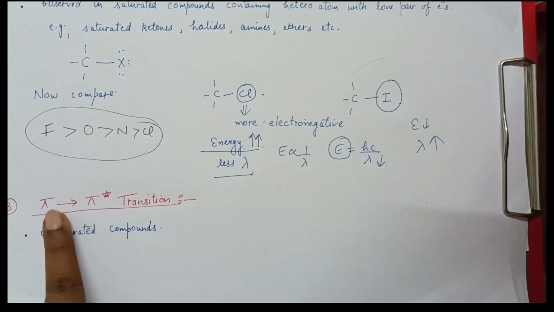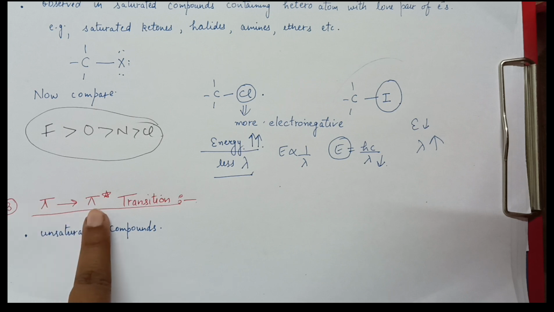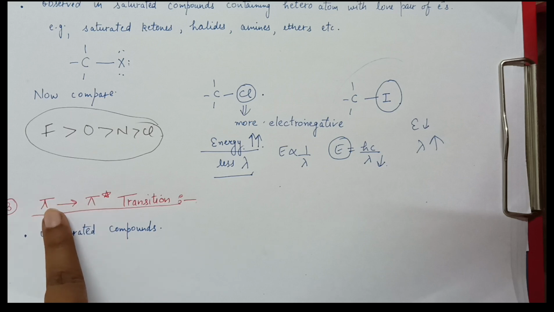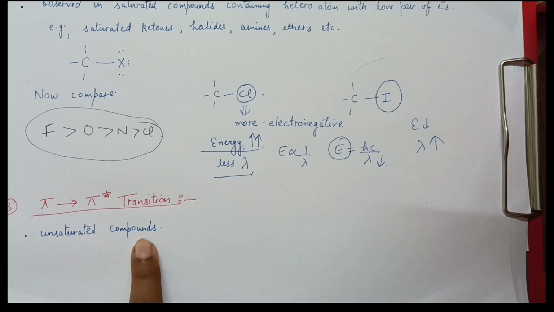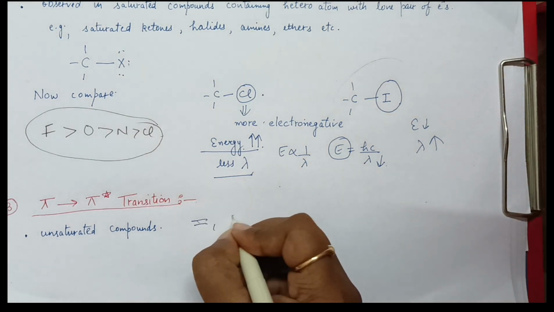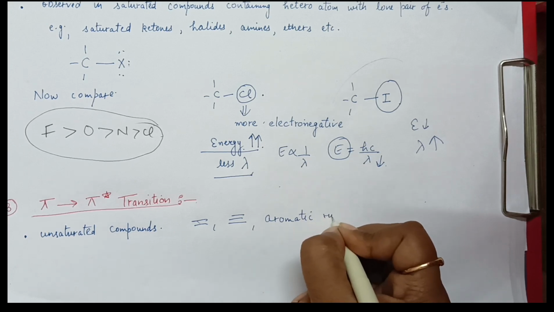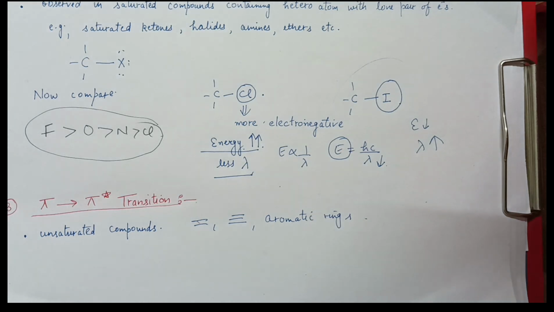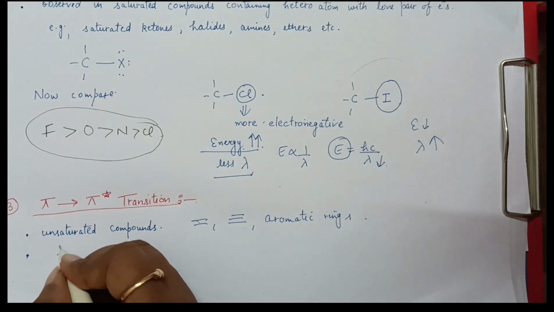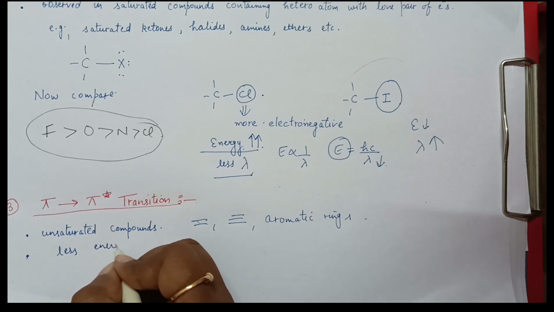Now if we are talking about the pi to pi star transitions, so pi electrons should be there so that they could go to pi star orbital, right? So pi electrons will be where pi bond is there. Pi bonds are in unsaturated compounds, right? Now these will be observed in unsaturated compounds. For example, compounds containing double bond, triple bond, or maybe the aromatic rings. So they require very less amount of energy. Very less energy is required.